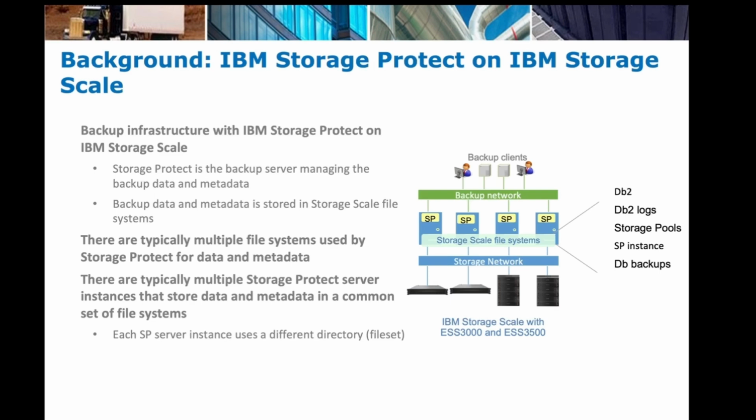Here we see the backup infrastructure when using IBM Storage Protect on IBM Storage Scale file system. IBM Storage Protect serves as the backup server for managing both the backup data and its metadata. And all this metadata and data are stored in IBM Storage Scale file systems. To maintain separation between the instances, as there can be multiple SP server instances in a cluster, each SP server's metadata is stored in a unique directory, also known as a fileset.